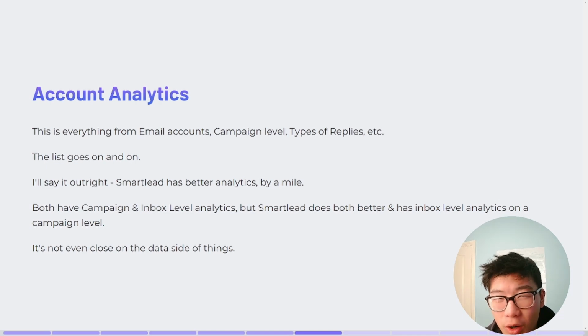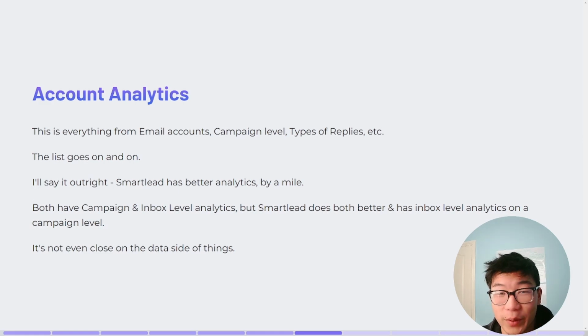It's just more in depth, more comprehensive, more robust. I'll say that word again because it kind of sounds nice actually. Both have campaign and inbox level analytics, but Smartlead does better on both and has inbox level analytics on a campaign level. So you can segment inboxes at a campaign level. You'll understand if you do it, but basically, if you want to run a certain campaign and then you want to segment via that campaign specifically and see all the inboxes within that campaign, that's something you can do.